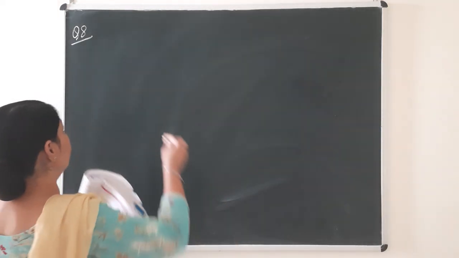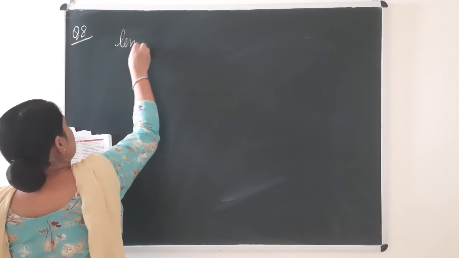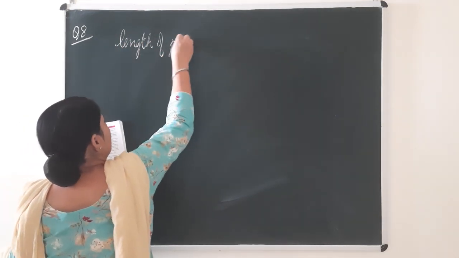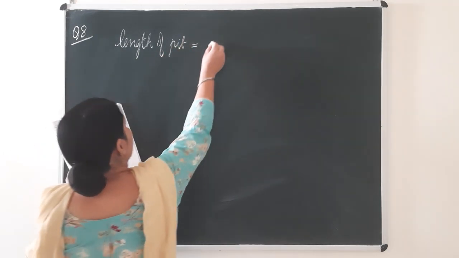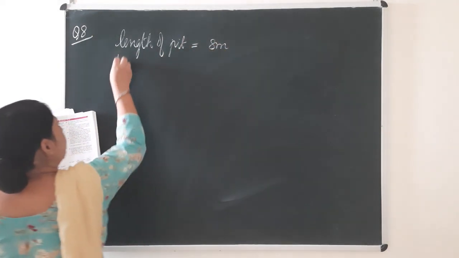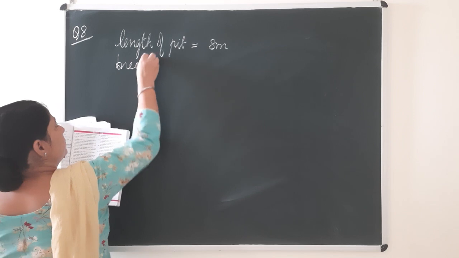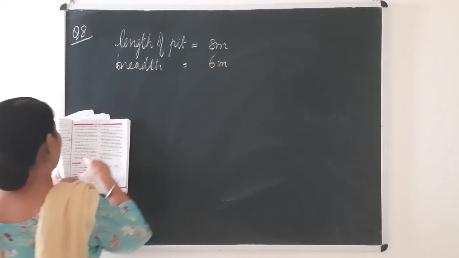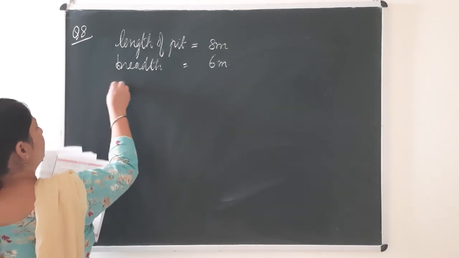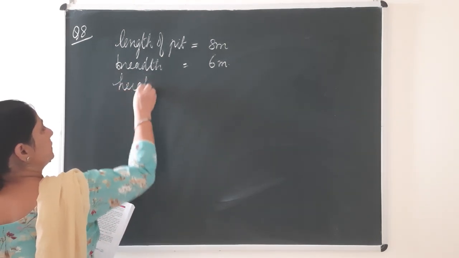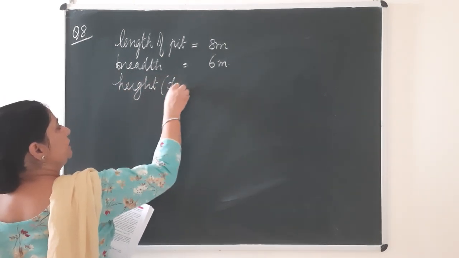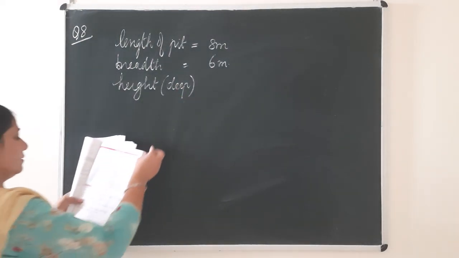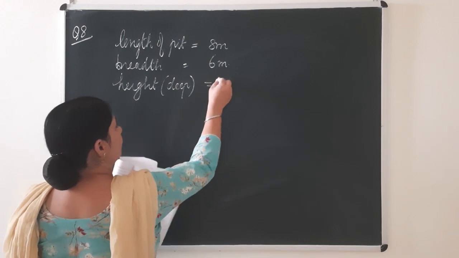So for that volume, you are already given, beta, the length of the pit. The length of the cuboidal pit is given to you equal to 8 meters. The breadth is given to you 6 meters and the height of the pit is given to you 3 meters. Deep means height. Okay? Deep is the word for depth, so deep means height. Clear? And that is given to you equal to 3 meters.